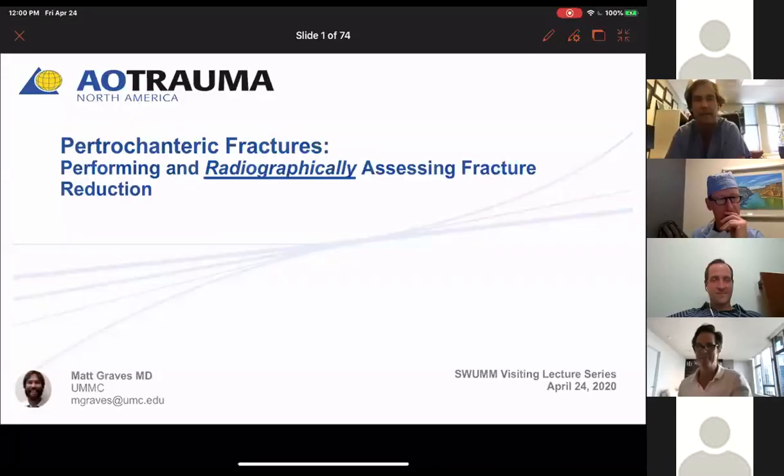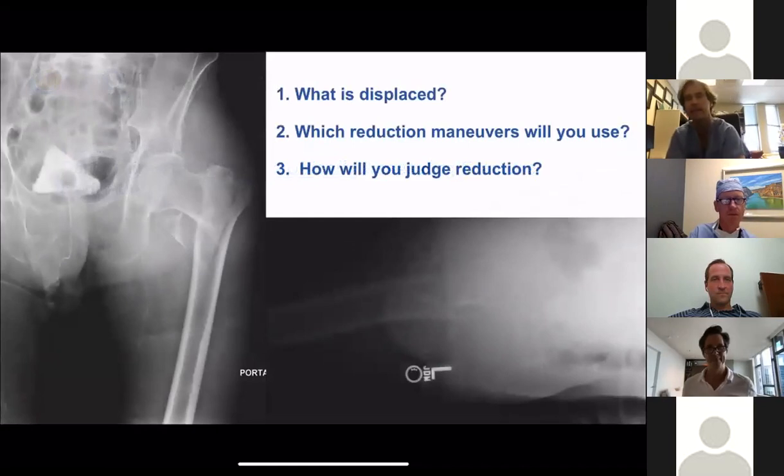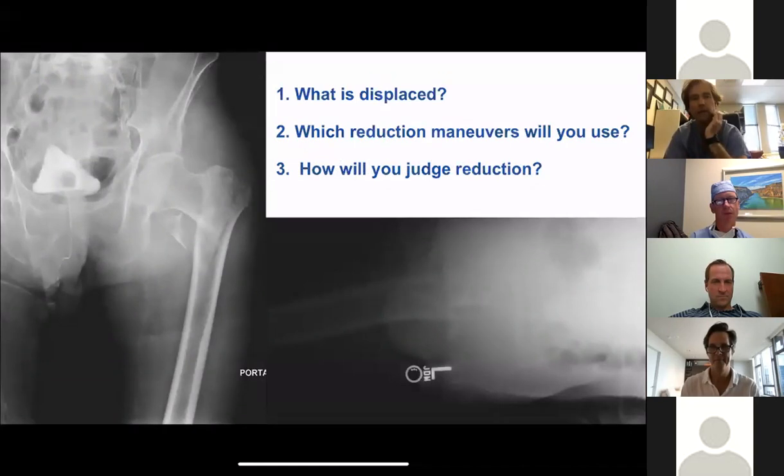Okay. Yeah. Intertrochanteric fractures, and both performing and radiographically assessing fracture reduction. And so I hope that this is interesting. I want to make it relevant from the very beginning. So here is your case. You have an elderly patient that comes in with this pertrochanteric fracture. There's an AP and a very mediocre lateral as usual. And I want you to think which pieces are displaced and how are they displaced? Which reduction maneuvers will you plan to use? And once you use those maneuvers, how are you going to judge whether your reduction is appropriate or not?